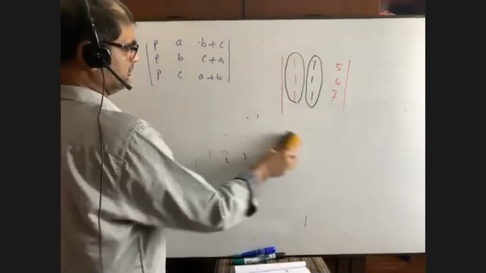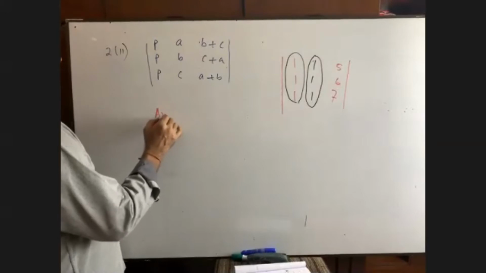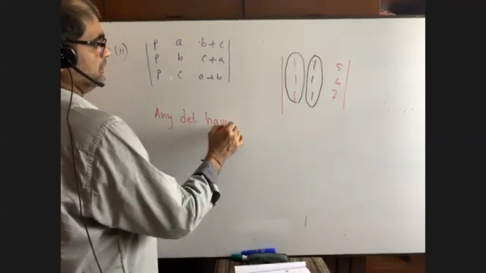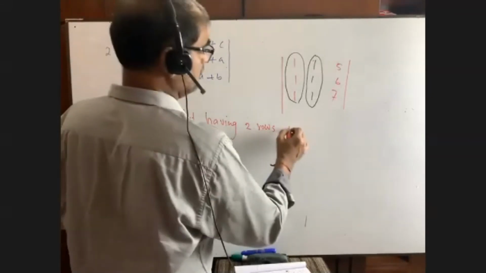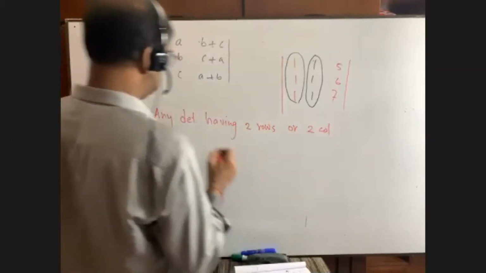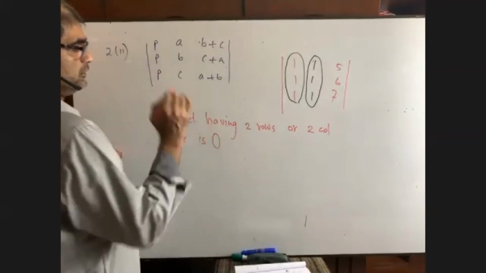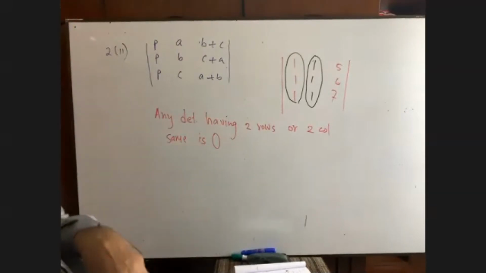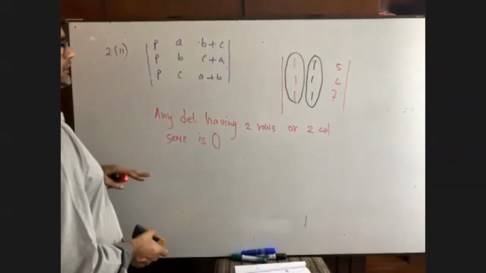That means a formula you can write down. Write down, all of you: any determinant having two rows or two columns same is 0. Very easy and simple statement. That means if you see two columns or two rows same, then the result is 0. Is it okay to all?